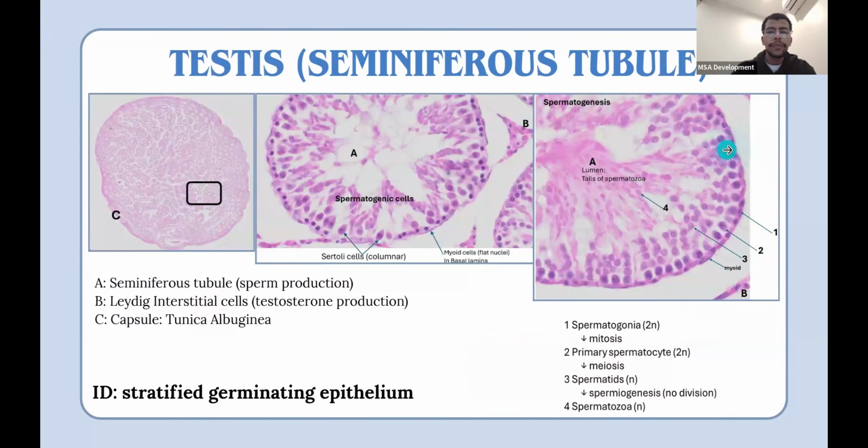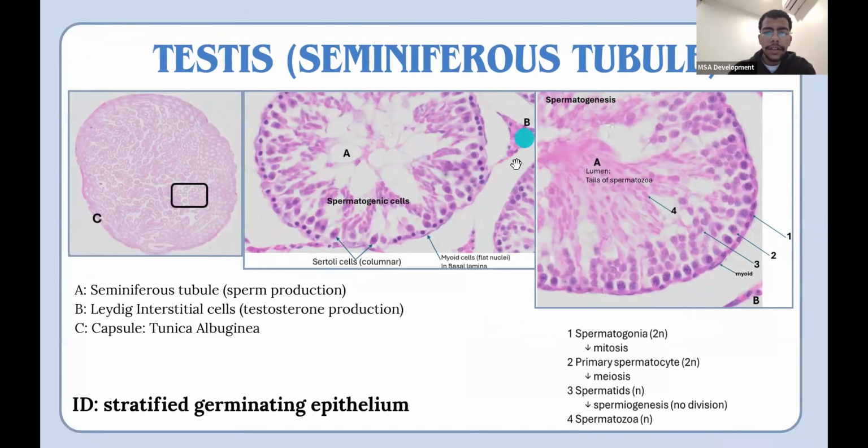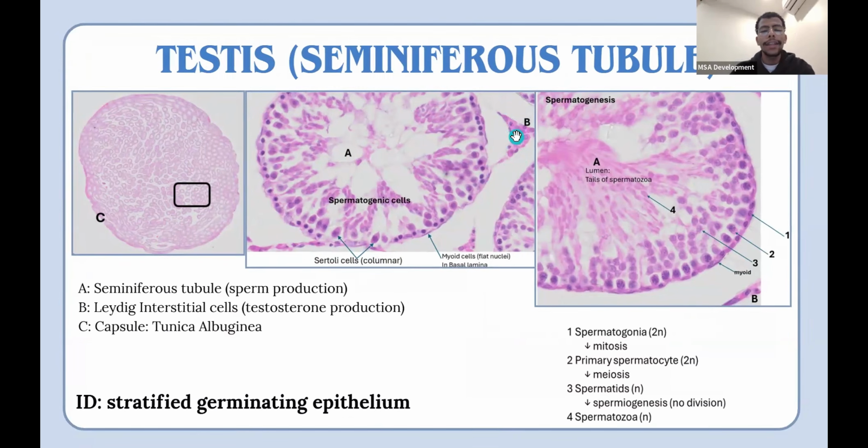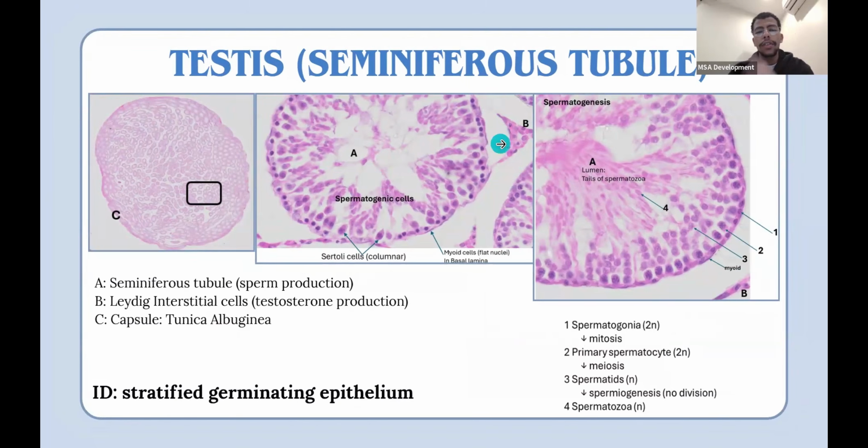Right. Now, seminiferous tubules. Here we have the testes. It's like a cross section. And then we zoom into it. Right. Can you guys see the sperm cells germinating? So it's called the germinating epithelium. Right. So here in the middle, we have the seminiferous tubules. And then outside, can you guys see these cells on the side here? Right? These are the Leydig interstitial cells, and they produce our testosterone.